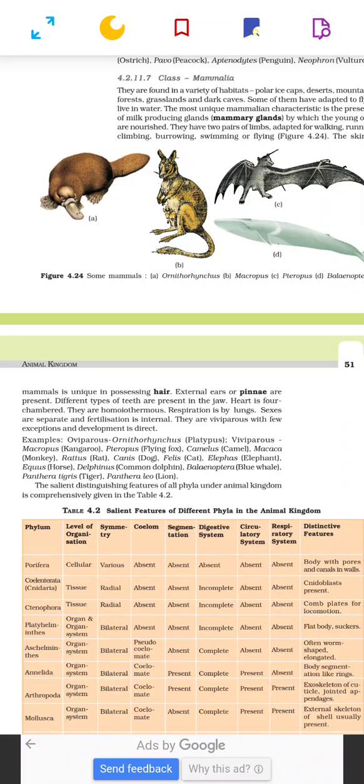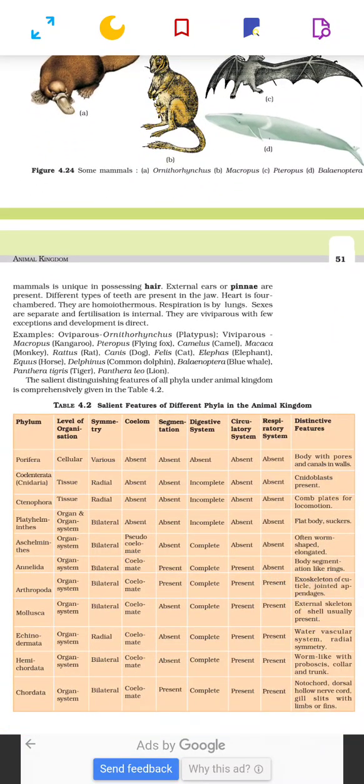The salient distinguishing features of all phyla under the animal kingdom are comprehensively given in Table 4.2, salient features of different phyla in the animal kingdom. Row representing phylum Porifera: cellular level of organization, various symmetry, coelom is absent, segmentation is absent, digestive system is absent, circulatory system absent, respiratory system absent, and the distinctive feature is the body with pores and canals involved.